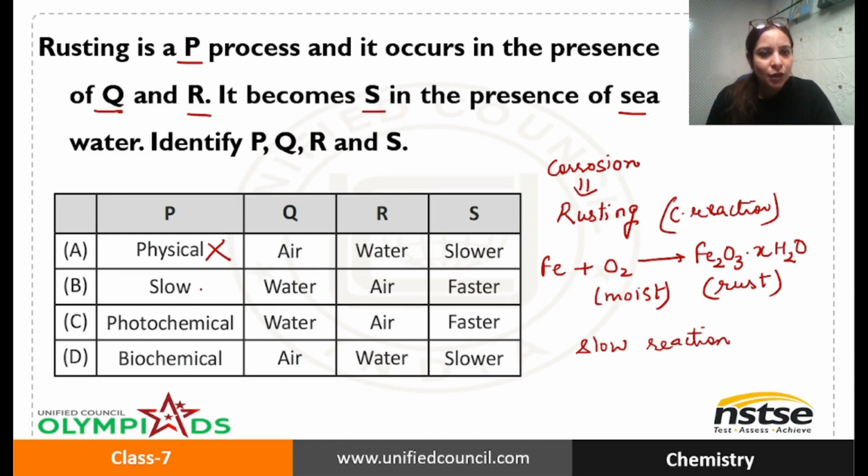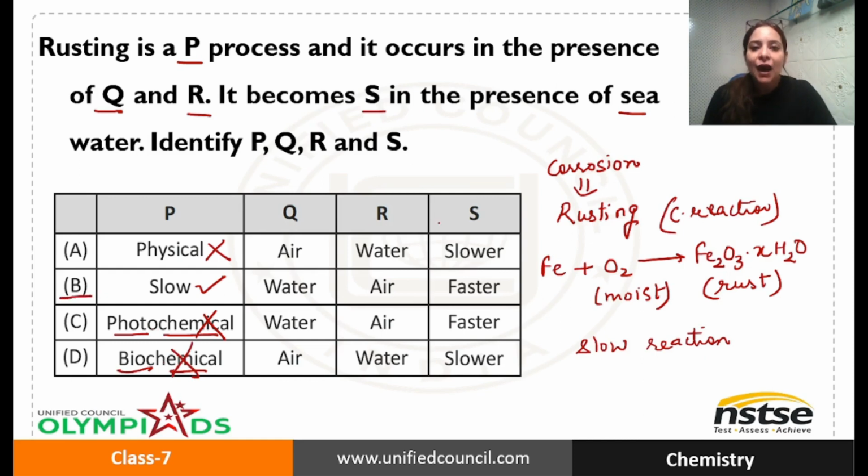Is it a slow process? Yes, it's a slow process. Is it photochemical? Photochemical processes are those in which a chemical change is taking place in the presence of light. In case of rusting, light involvement isn't there, so it's again false. Biochemical, that means a chemical change which involves enzymes. Again, no. So the correct option is B.